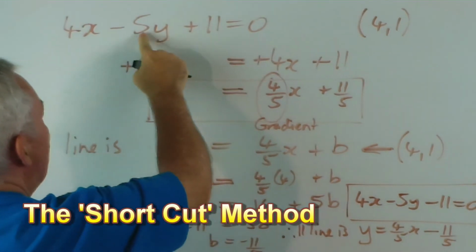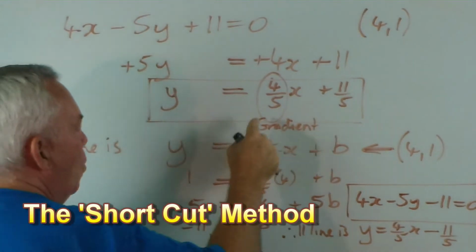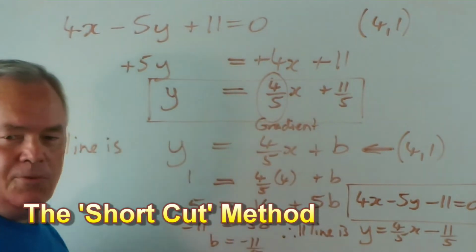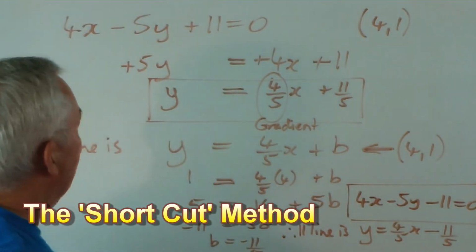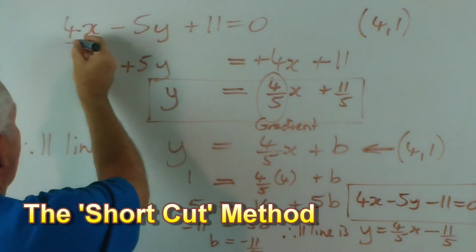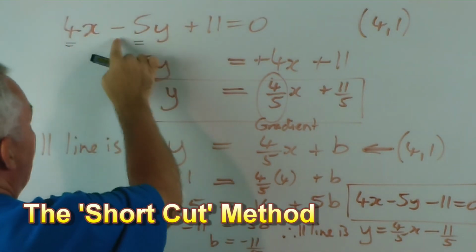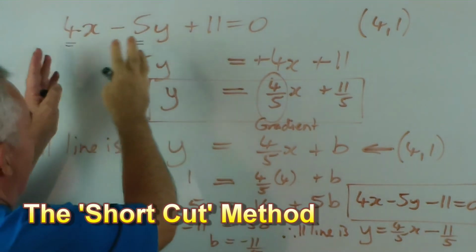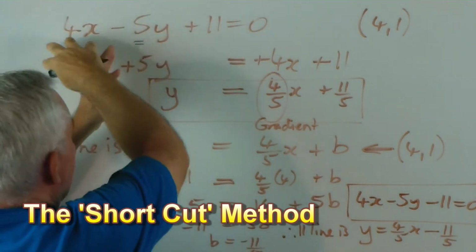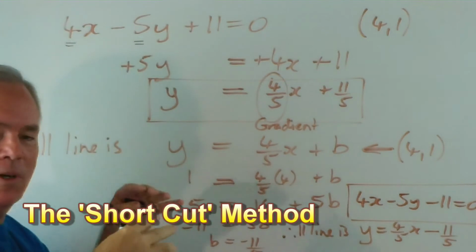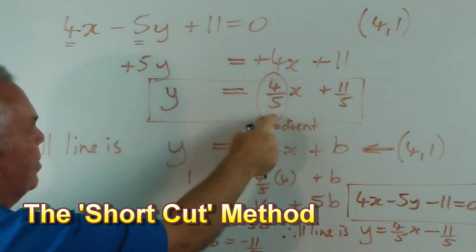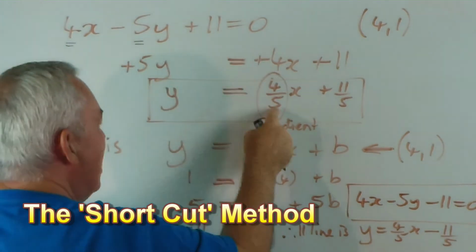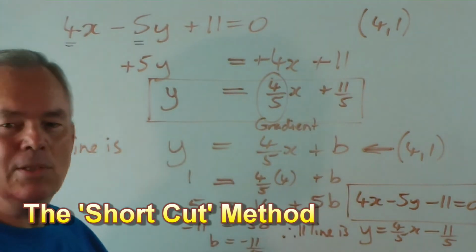Let me ask the very important question. Where did this gradient come from, this 4/5? Well, I think you can see it came from the 4 and the negative 5 here. Now, the sign changed because we had to move something to the other side and we had to do some dividing, but they're the numbers that gave us the gradient. The 11 has nothing to do with the gradient, nothing at all.